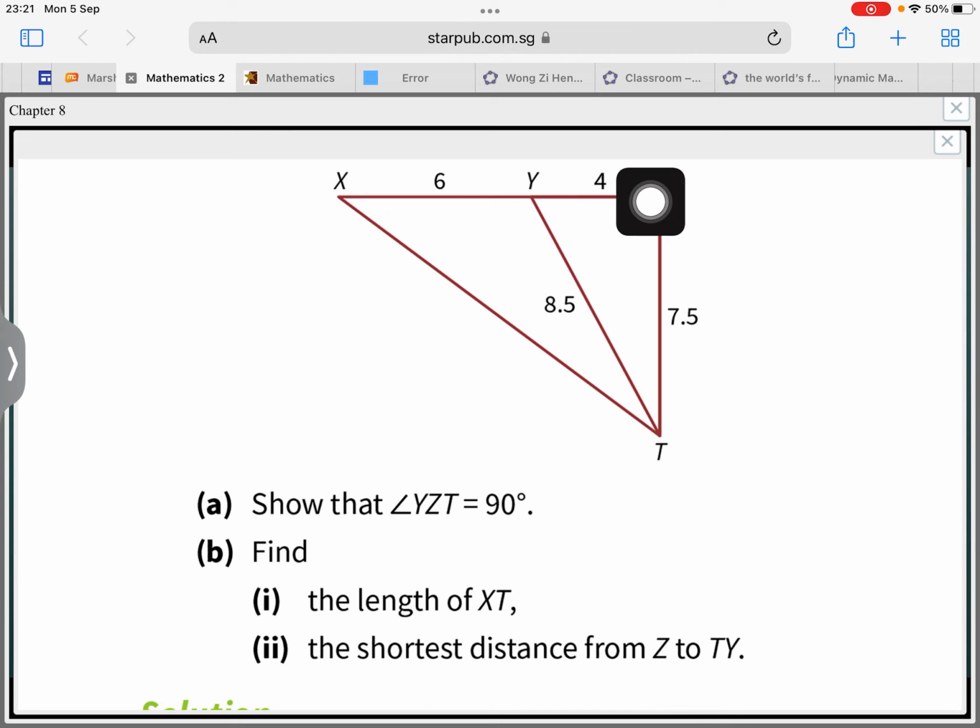Then how do I find the Z to TY? How can I make use of that? Even though I don't know whether it's a right angle or not, I know that the shortest distance must be a right angle. Can you imagine anything else to the left or to the right of the right angle will always be a longer distance already. So the shortest distance will always be perpendicular. So half times 4 times 7.5 will be equal to half times the shortest distance times 8.5. They are the same thing.